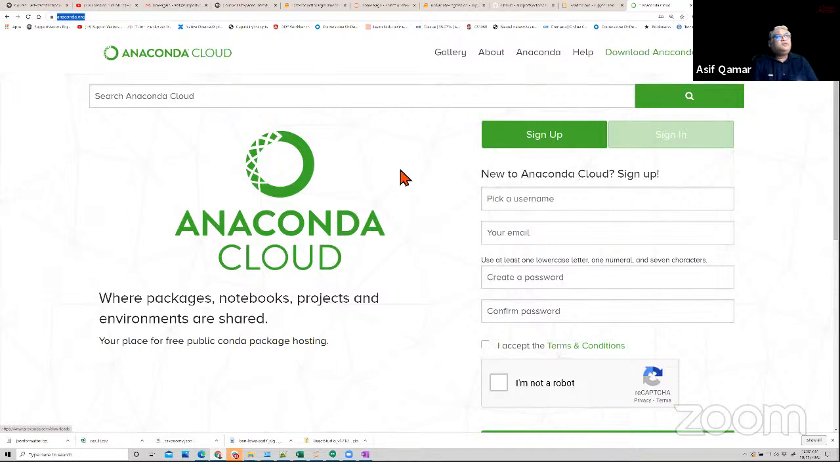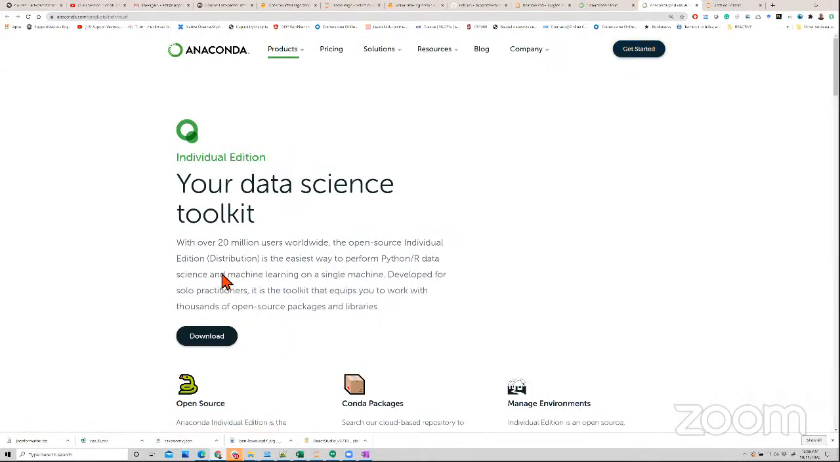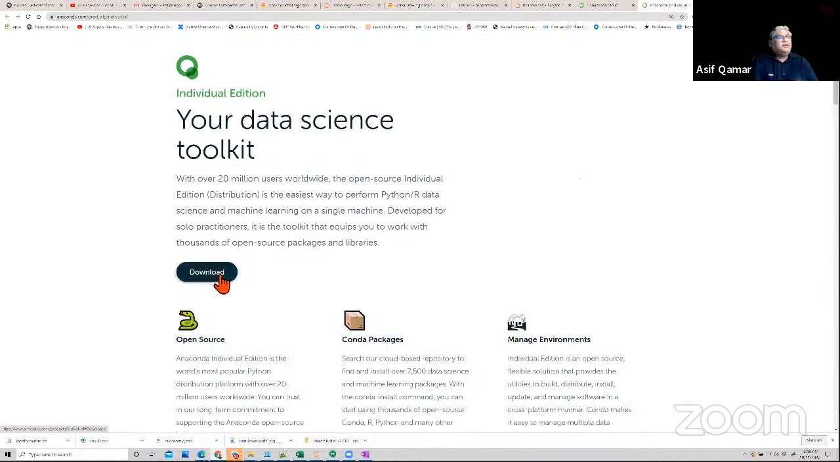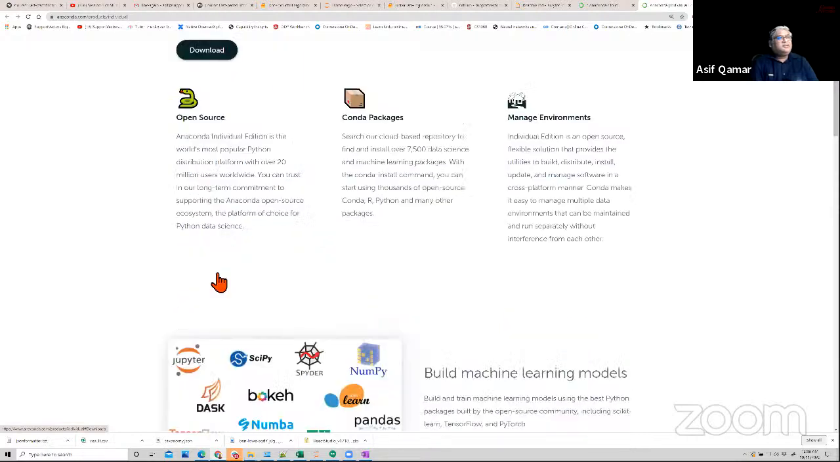We then go to this download Anaconda. Do you see where my mouse is, guys, at the top right-hand corner? We click on this. When you click on this, it will straight away take you to the download button here, your data science toolkit. And it is widely used. As you can see, over 20 million users worldwide are using this. So all we need to do is click on this.